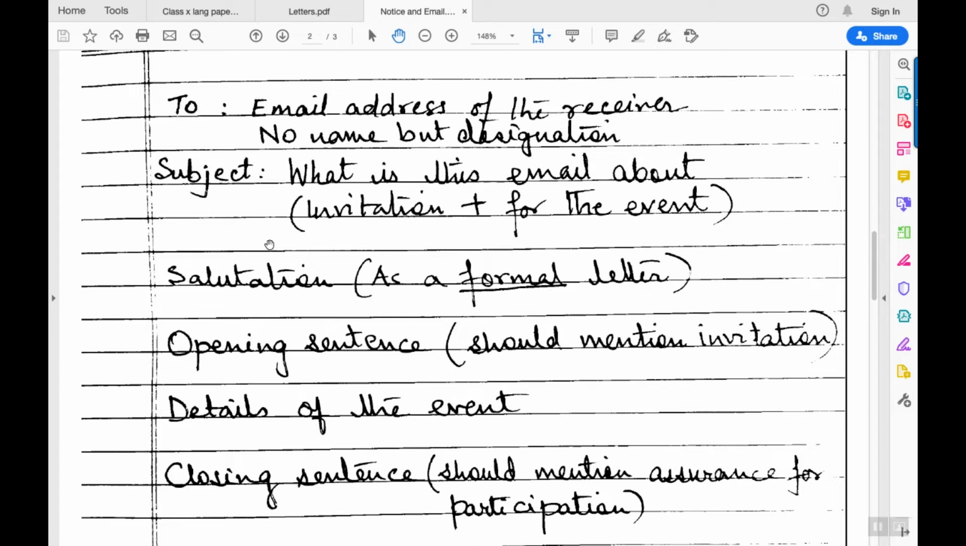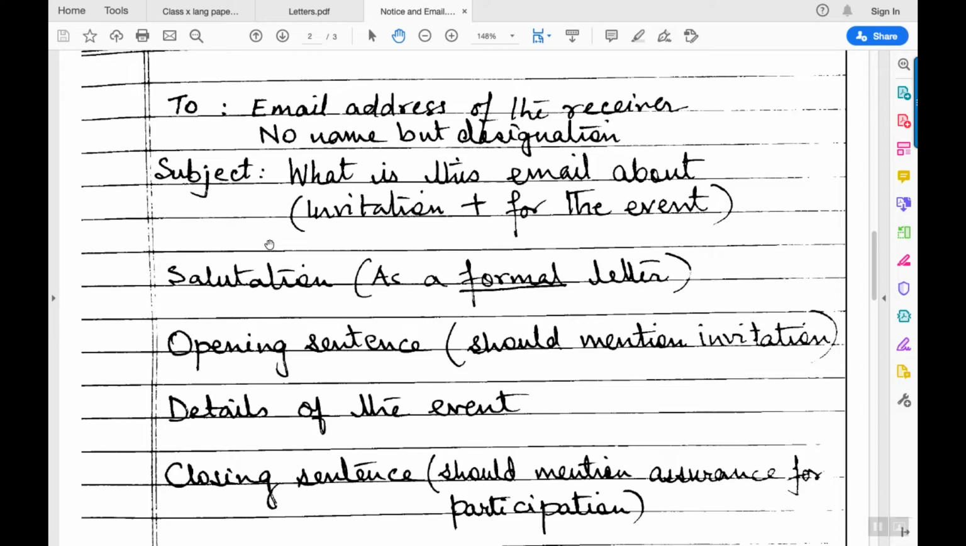Next is salutation. As in the formal letter, you will write dear sir, dear ma'am, but not respected sir, respected ma'am. Next is the opening sentence.